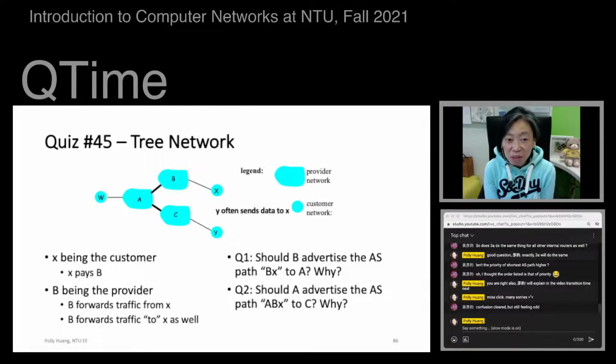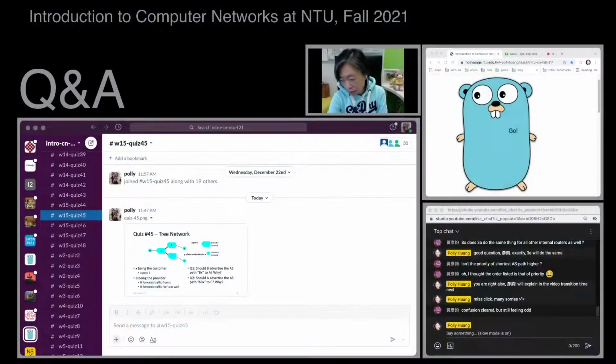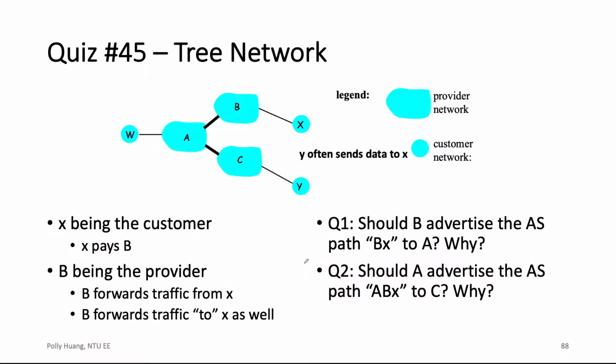And let me try to make sure that it's very clear to you through a series of quizzes. Quiz number 45, this one is the straightforward one. And let me try to explain the network here. Okay, 1 second. Okay. So quiz 45, let me try to explain the scenario. So we do have a network.